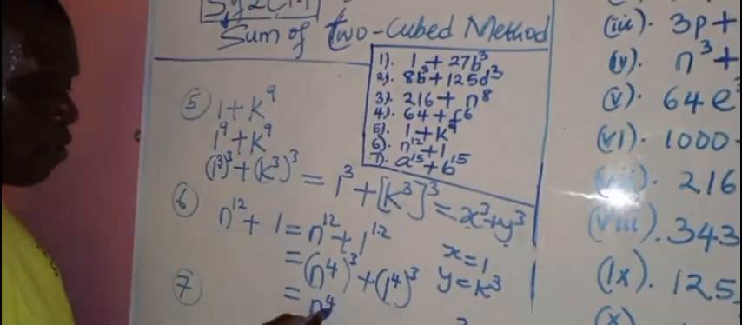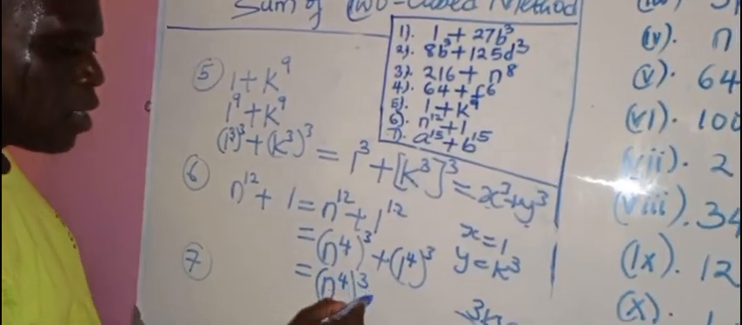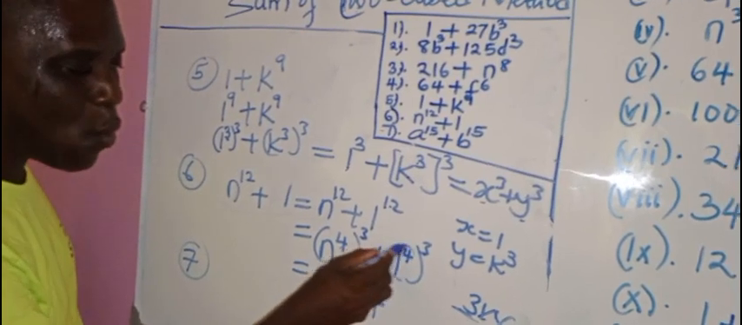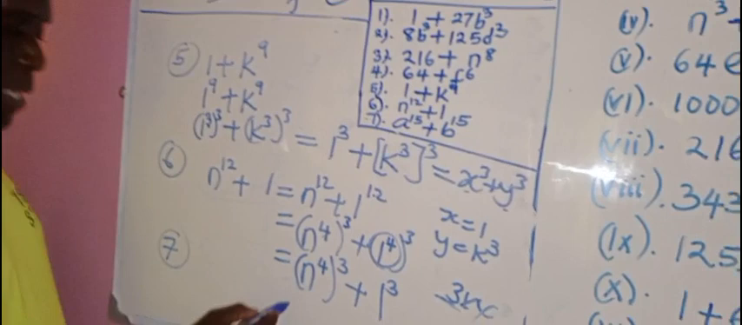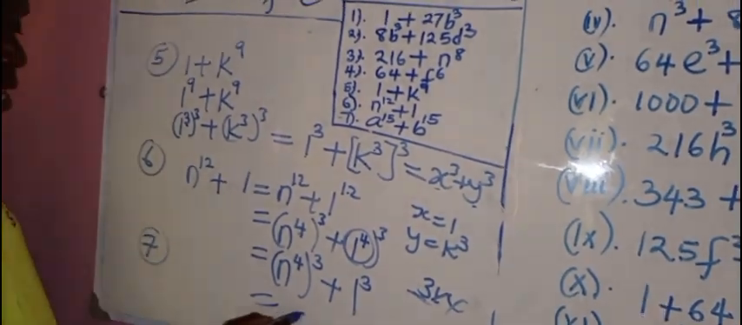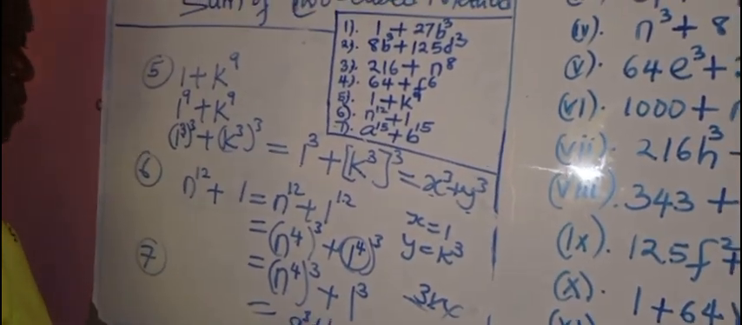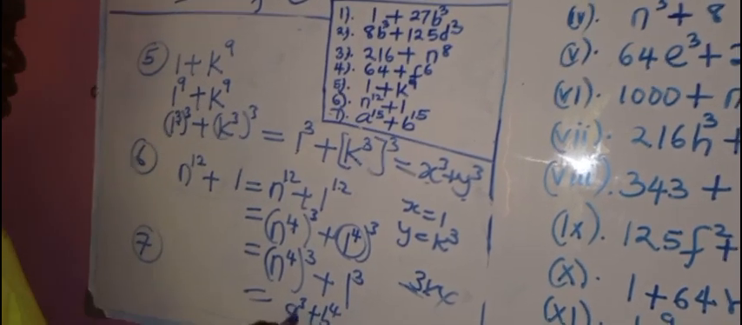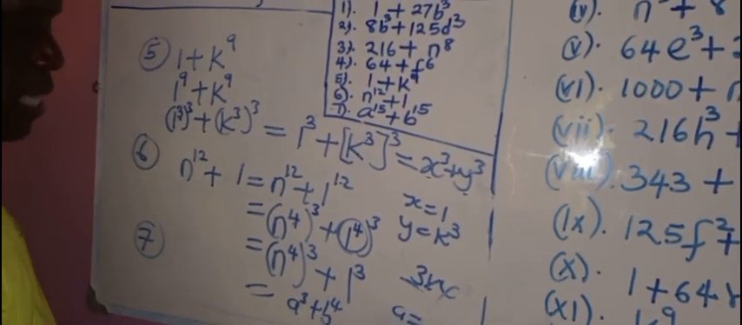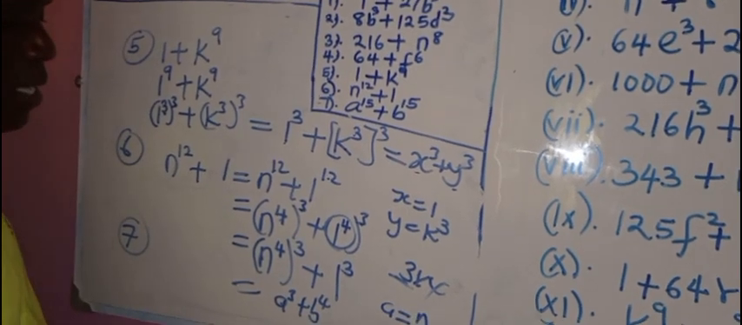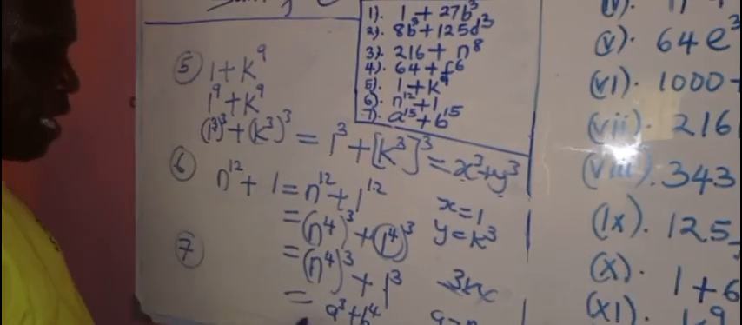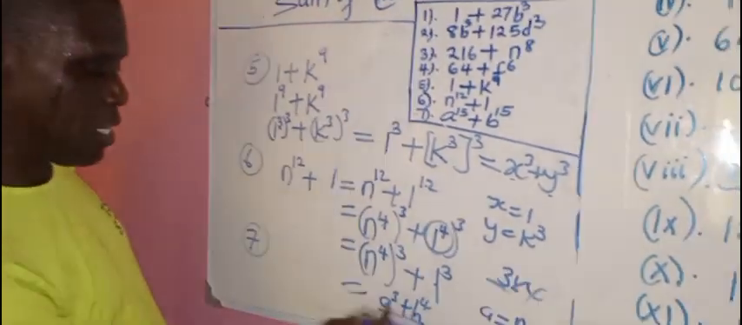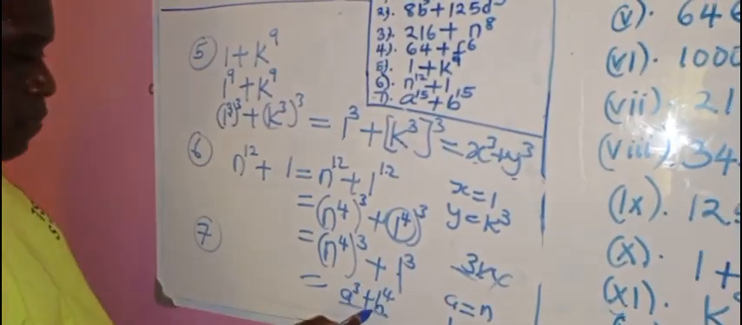Now, this can be written as n raised to power 4 plus, don't forget that this 1 raised to power 4 is still 1. So why can't you just say 1 raised to power 3? Then you can use the formula for a cube plus b cube. Now, here, your A is n. Compare this to this, n. Then your B is 1. Then you can write the formula.